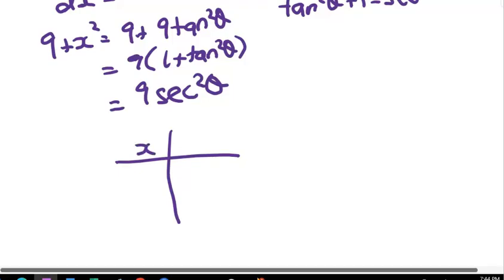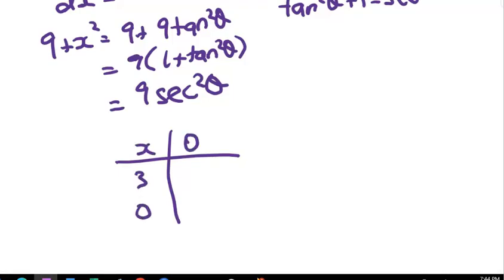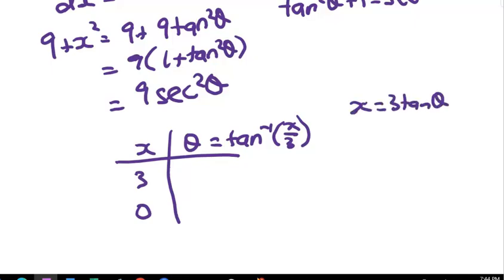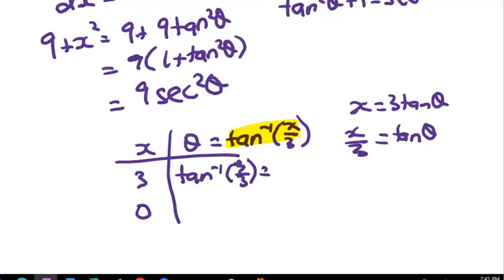So we've got x here, x is 3 or x is 0. Now theta is equal to the angle whose tan is x on 3. I'll do that more slowly out here. So x is equal to 3 tan theta. That gives me x on 3 is equal to tan theta. So that's where this is coming from. Right, so tan inverse of 3 over 3 is equal to pi on 4. And tan inverse of 0 over 3 is equal to 0. So these are going to be my new limits.